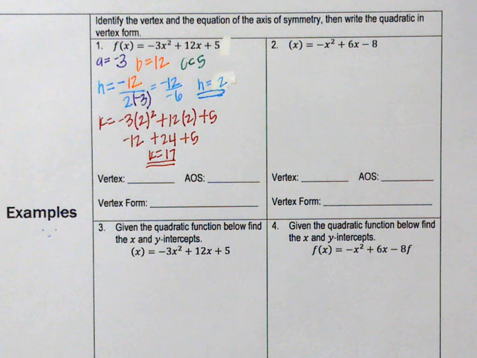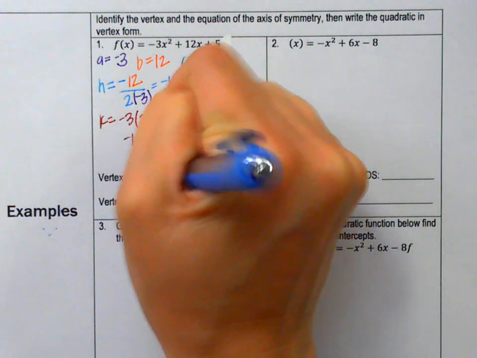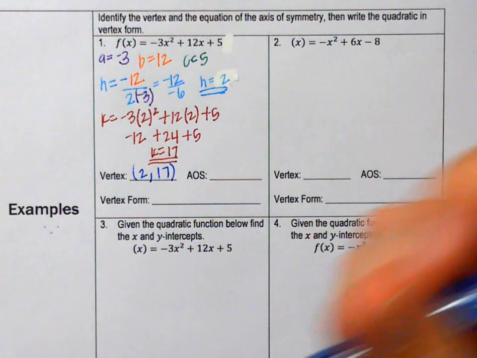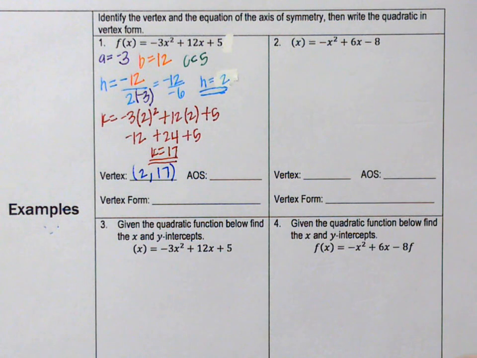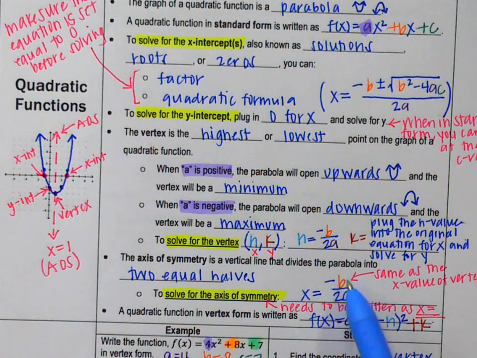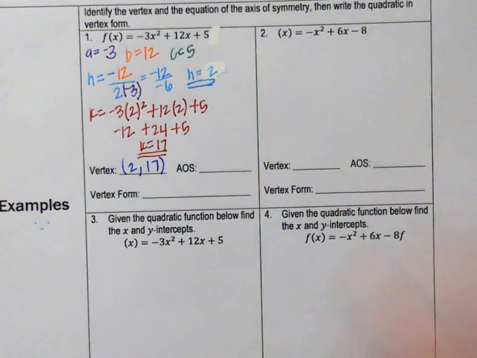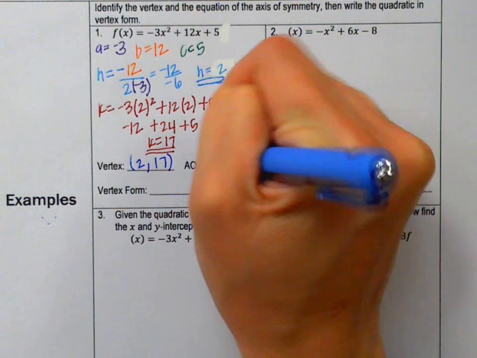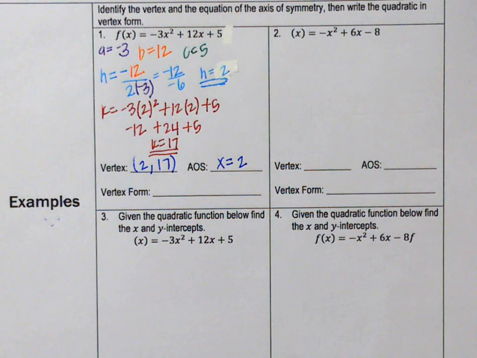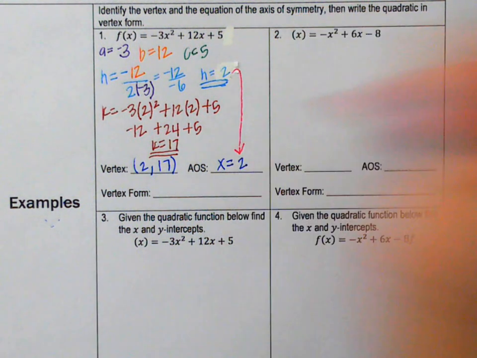So now that we have our vertex, we're just going to write that in our first spot. We have our H value, which is our X value, and our K value, which is our Y value. Now that we have our vertex, axis of symmetry and vertex form should be very easy and straightforward to do. If you recall from the first page, to solve for the axis of symmetry, we look at X equals opposite of B over 2A, which is the same as the X value of the vertex. So all we do is look at the X value of the vertex and we write it as X equals 2. There's really not much thought in that one. As long as you have the H value, that's always going to give you the axis of symmetry.